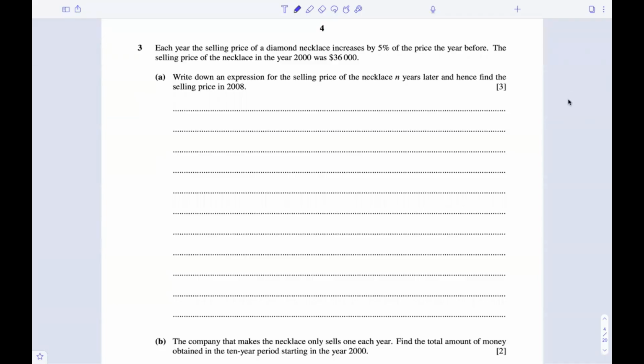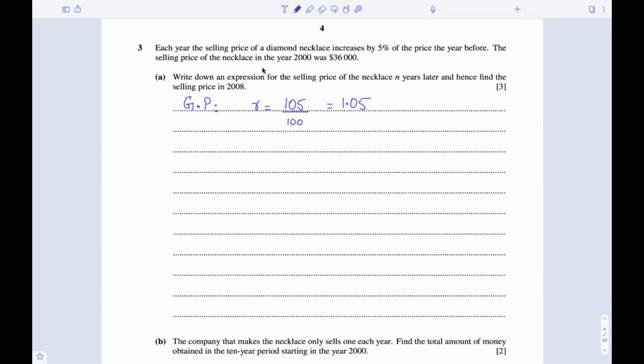In question 3, we have that in each year, the selling price of a diamond necklace increases by 5%. So whenever an amount is increasing by a particular percentage, we know it is a geometric progression. So we can write it as a geometric progression where the common ratio would be, because it is increasing by 105, so the second term would be 105 if the first term is 100%, which will become 1.05.